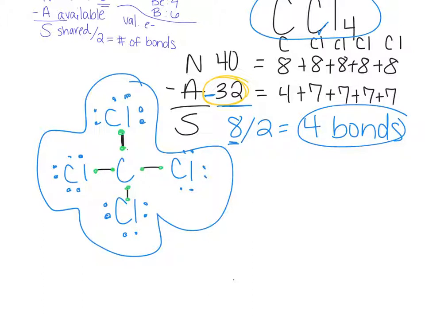Once we got our bonds drawn in, we went back to this 32 and made sure we had 32 electrons shown. Always double check each atom to make sure you've got 8. So looking here, this one has 8, this one has 8, this one has 8, this one has 8, and this carbon has 8. Everybody is happy.